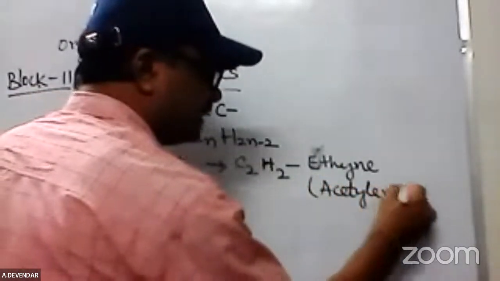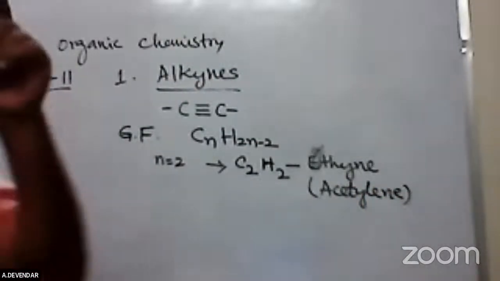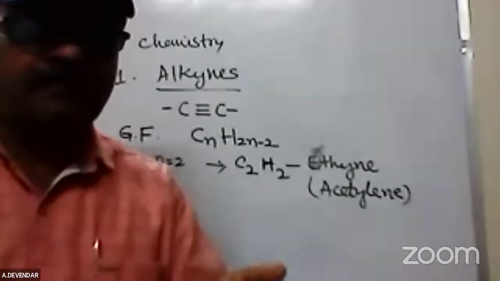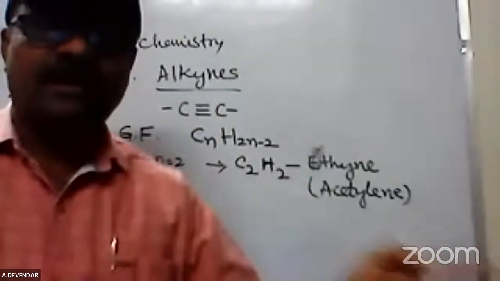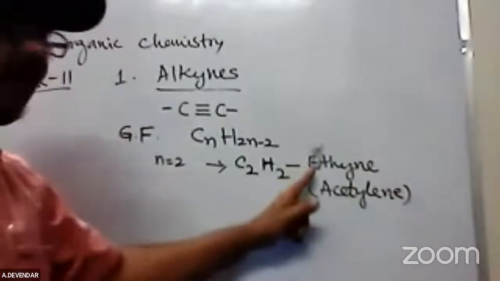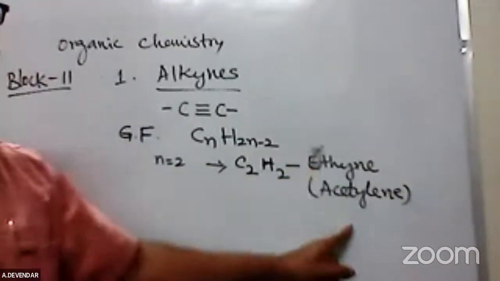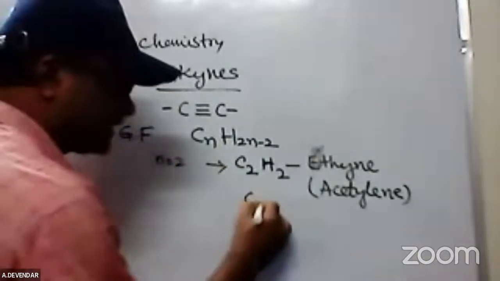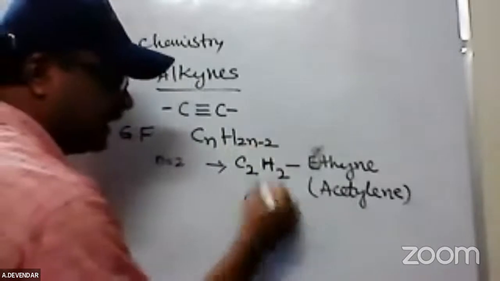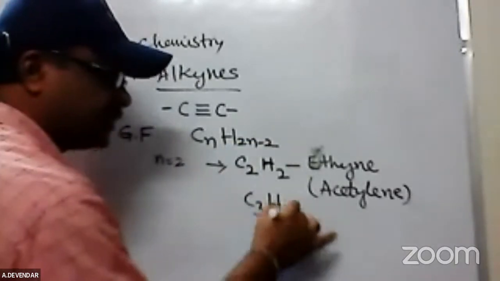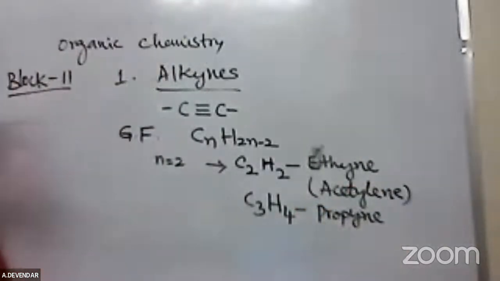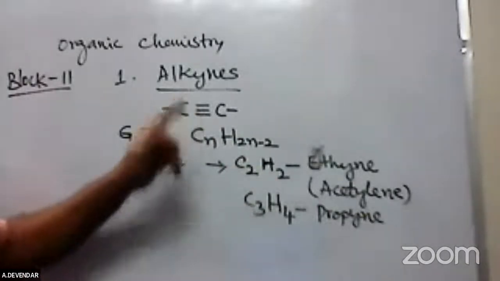Please remember, in the alkene series the first member is ethene. Ethene is the IUPAC name, but the common name is ethylene. Ethyne is the IUPAC name and acetylene is the common name. So this is the first member of the alkyne series. When you go to C3, it is C3H4. This is propyne. Whether it is 1-propyne or 2-propyne depends on the position of the functional group; it is only 1-propyne.